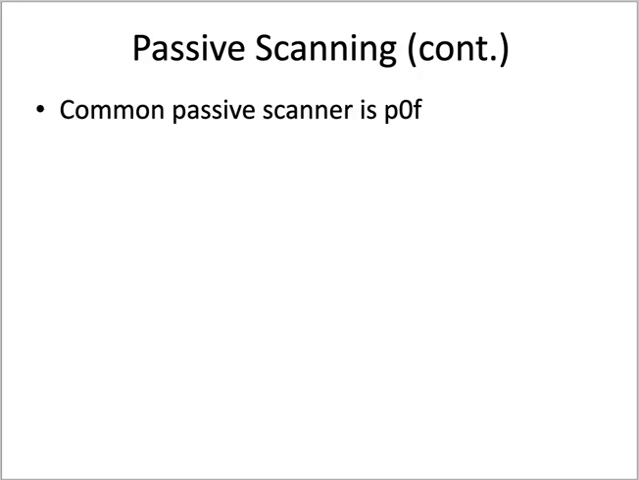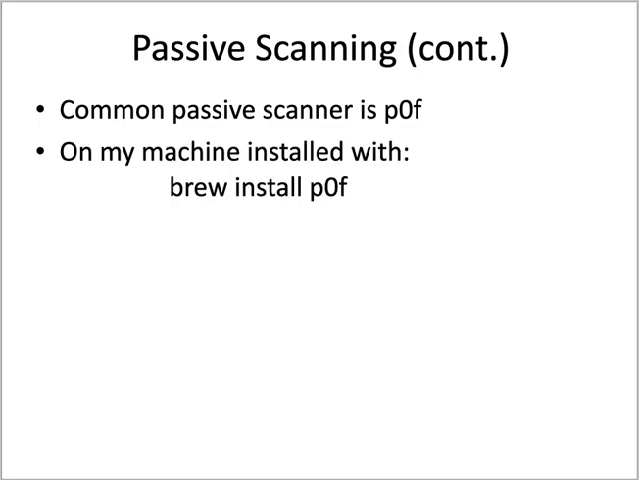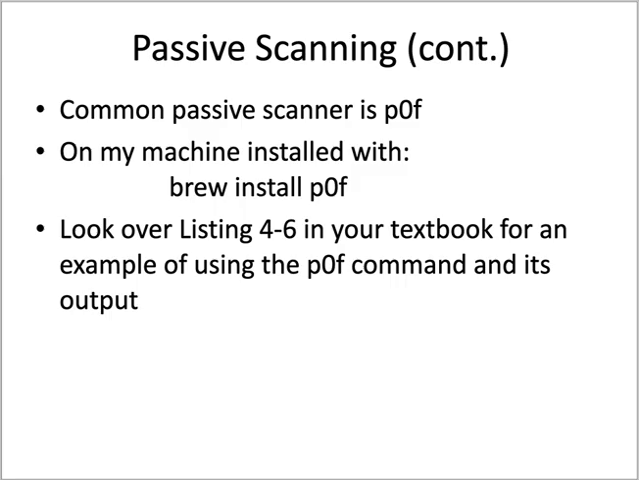Another passive scanner is p0f. When I was playing around with that, I hadn't used that before. So on my machine, I said brew install p0f, and it installed it, and it ran fine. You can look over listing 4.6 of your textbook for an example of running this command and what the output will look like.